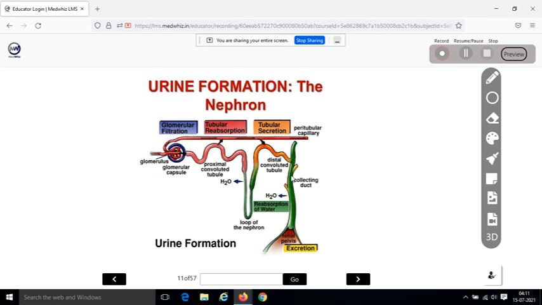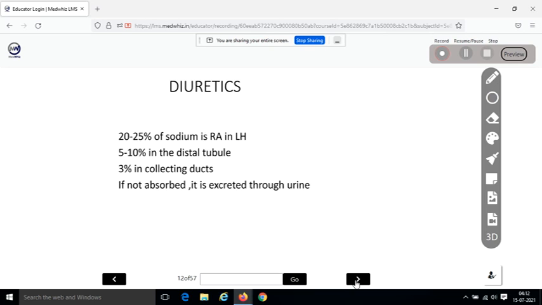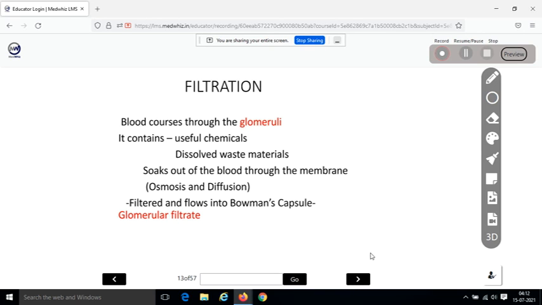Thus, ADH antagonists would theoretically be very useful drugs for inducing water diuresis, but such agents are not available. So now we have learned the physiology of urine formation. Now let us revise.